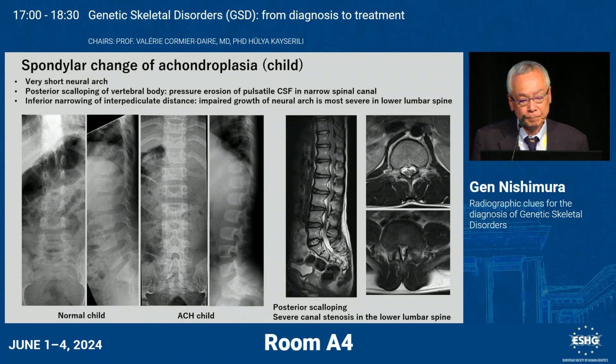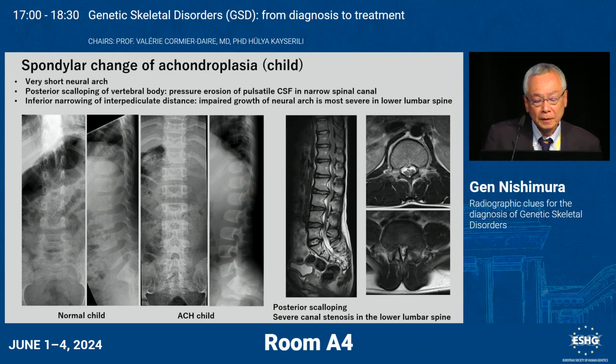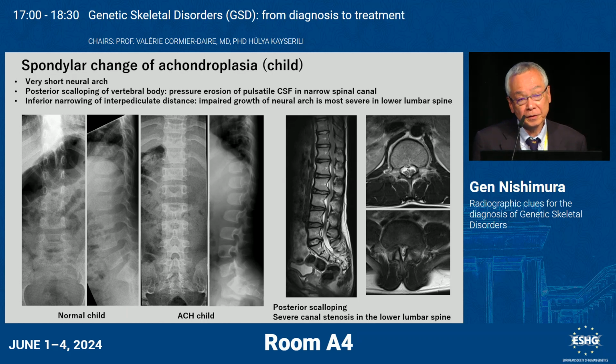What about the spine in an achondroplastic child? Again, you can see very short neural arch as compared with a normal child, and a little bit flat vertebral bodies. And also you can see posterior scalloping of the vertebral bodies. That is caused by pressure erosion of pulsatile cerebrospinal fluid in the very narrow spinal canal.